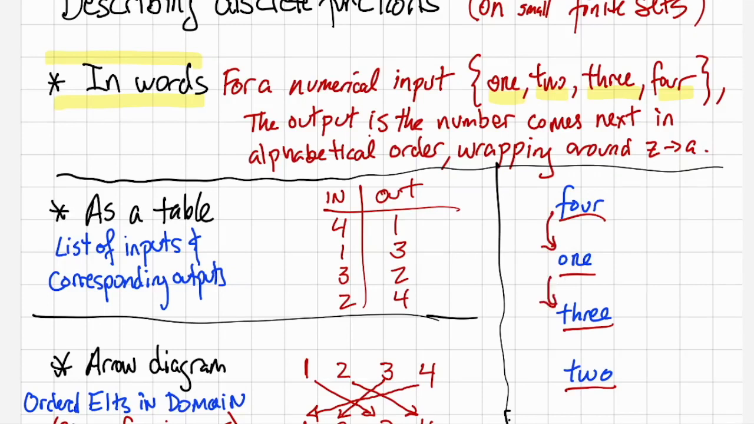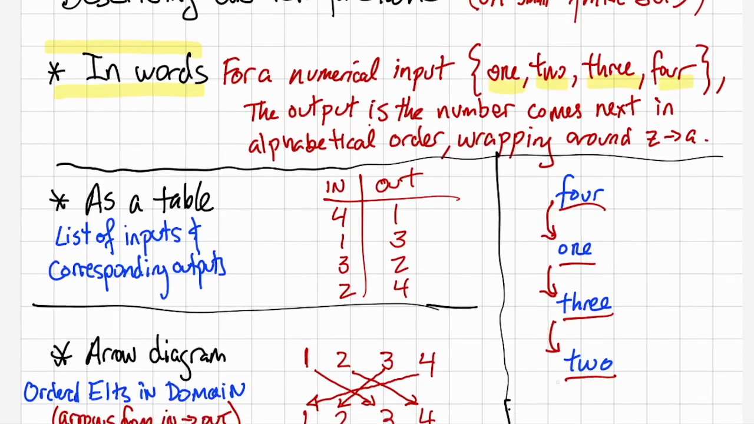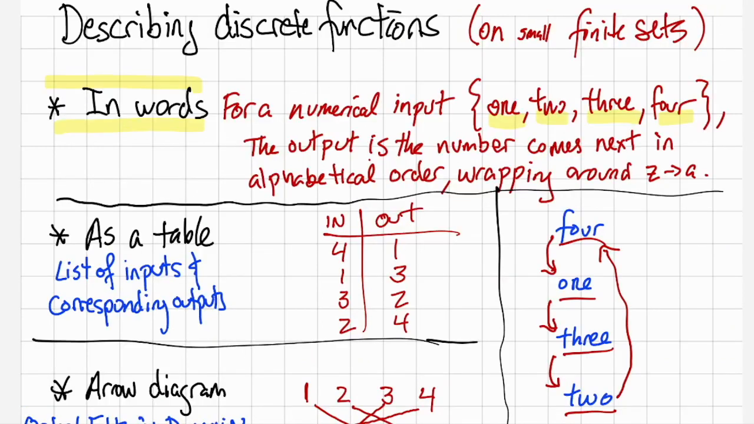If you take in 1, the next number in alphabetical order would be 3. If you take in 3, the next number in alphabetical order is 2. And then there's no next number after 2, but we're going to wrap around and say that if 2 is the input, then 4 is the output. So now we better understand what this function is.